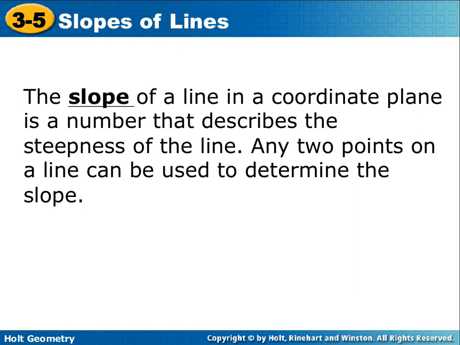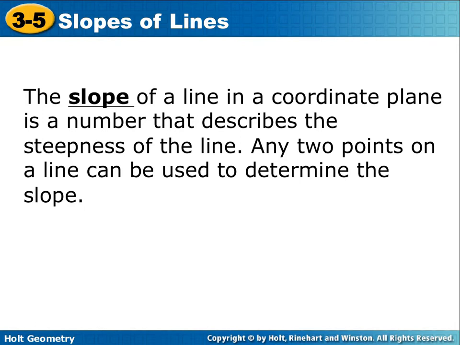So let's see what matches up with some notes. The slope of a line in a coordinate plane is a number that describes the steepness of a line. If you couldn't answer my question, write that down. The slope describes the steepness of a line. Maybe there's not a blank for it, but write it in there. Slope describes the steepness of a line. And we can graph it and count.